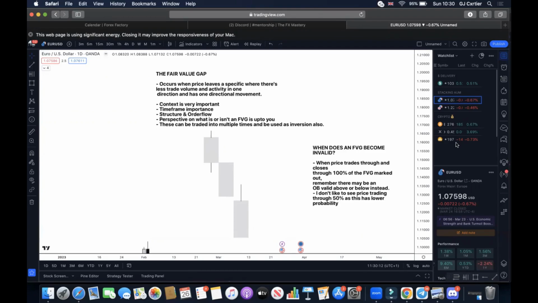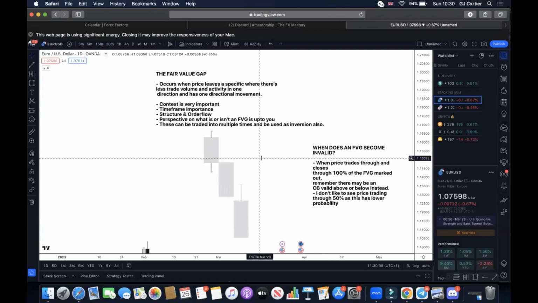Obviously with fair value gaps, you want to be following structure and order flow. You don't just want to be taking this in the wrong direction of price movement. So let's say we have this example here. Price is in a bearish order flow. We'd only want to take this if we were looking to continue sells. If we were looking for buys, this wouldn't be going in the right direction of order flow and structure. So pair this up with the order flow and structure and you'll be good to go.